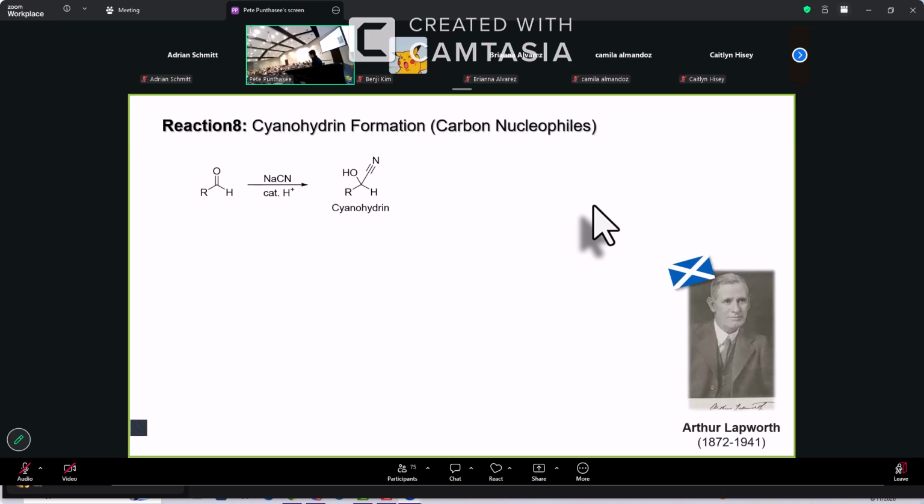So they put it right here in the textbook. We don't use it yet. I'll tell you in a bit why. All right. So nucleophilic attack by sodium cyanide, right? And then protonation. That's it.